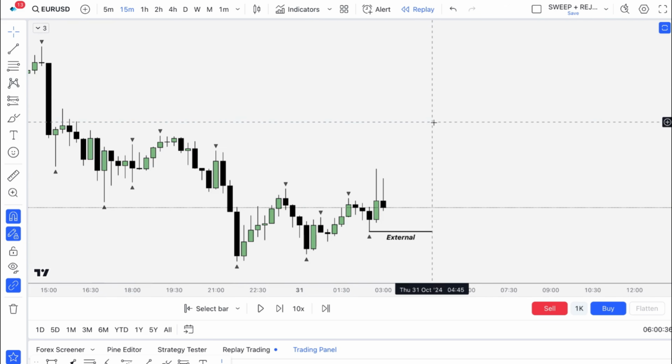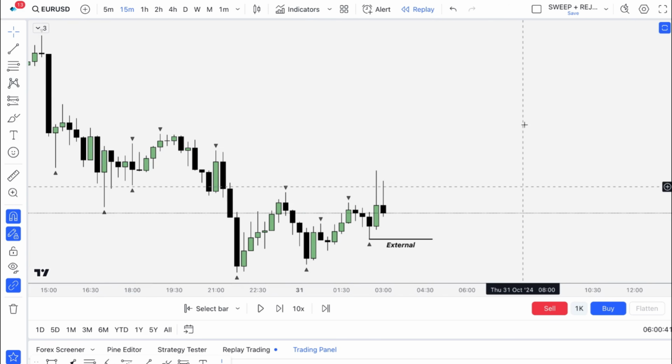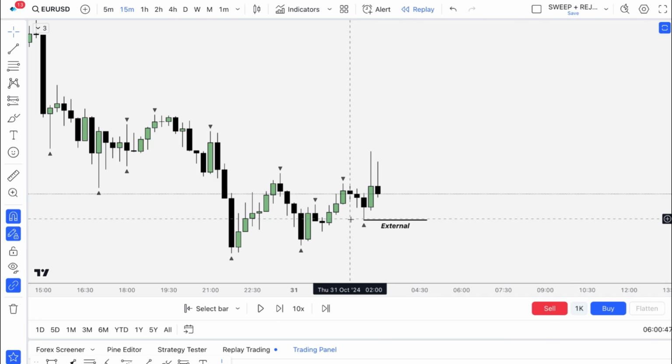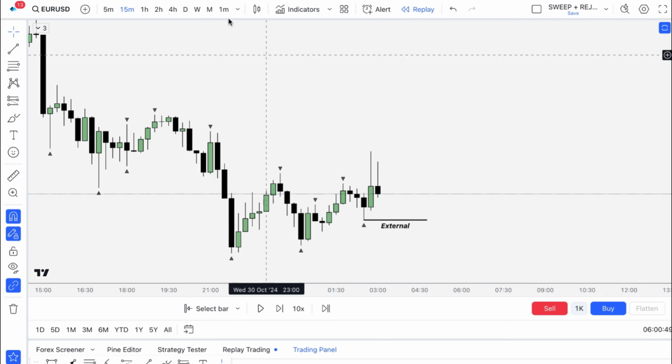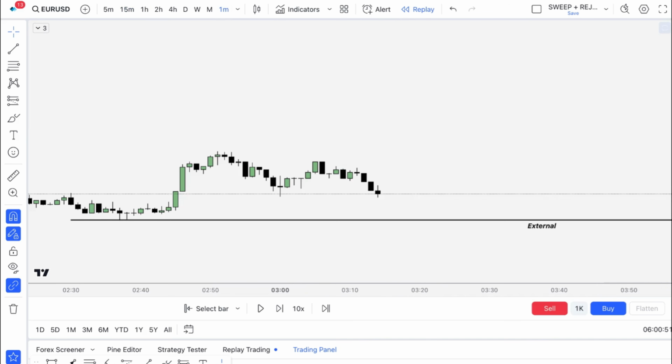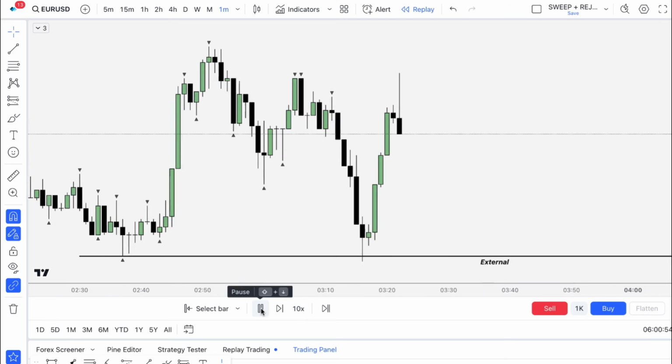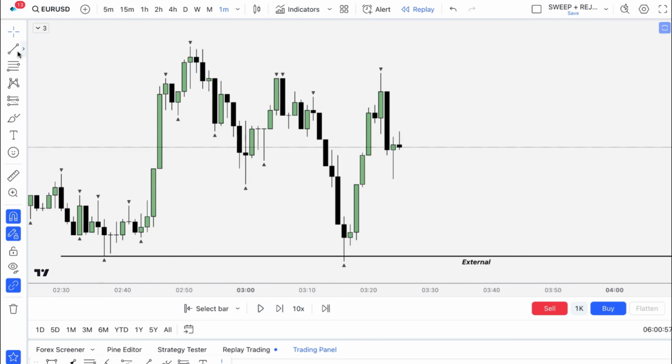Okay, so this is also on Euro USD. This is still on the 15-minute time frame, and what you can see is we have external range liquidity resting below this significant low within the market. So let's drop down to the 1-minute time frame so we can have a look at what's going on from a shorter time frame perspective. You can see what we get right here: a sweep of this significant external range liquidity.